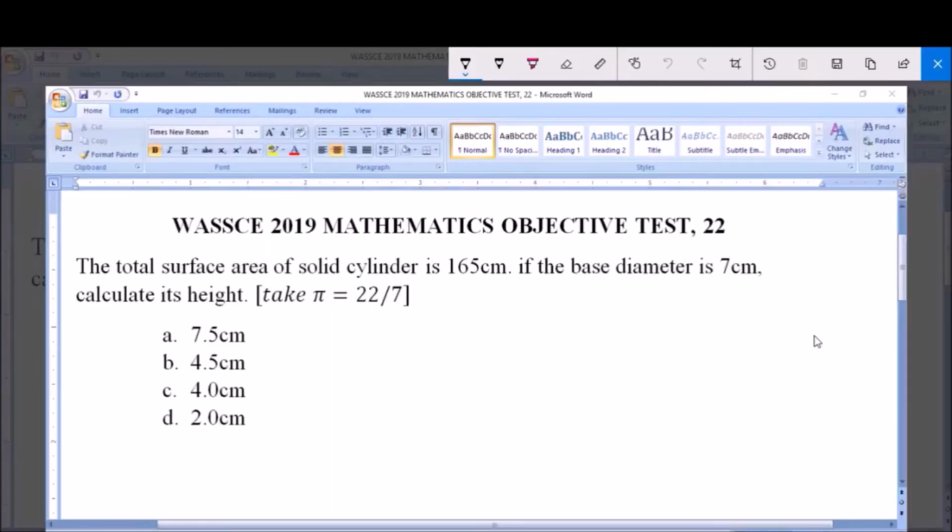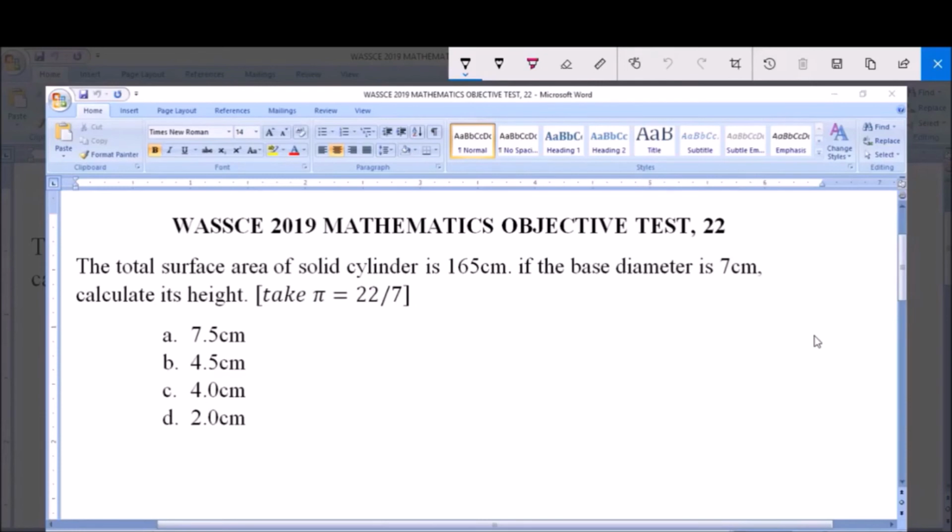Good day and welcome. Today we'll be dealing with WAEC 2019 Maths Objective Test Question 22. The total surface area of a solid cylinder is 165 cm². If the base diameter is 7 cm, calculate its height. In this question, we are asked to find the height.